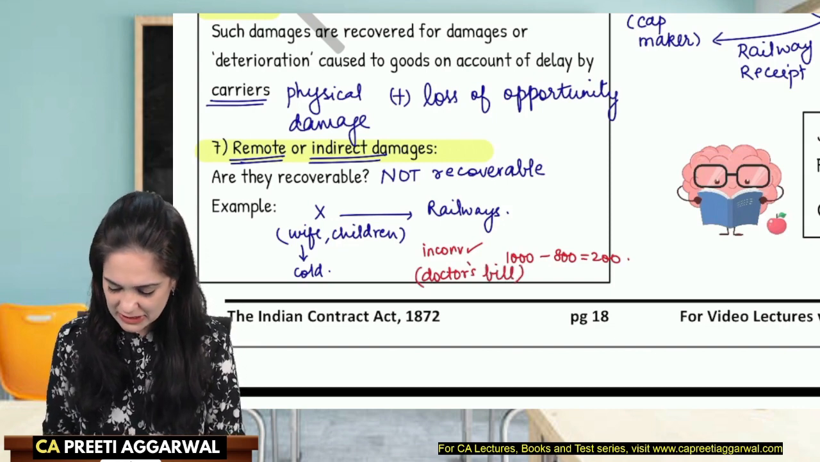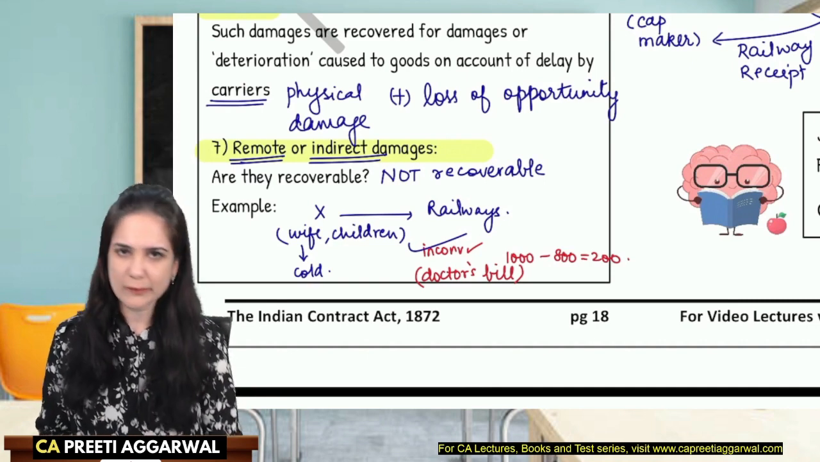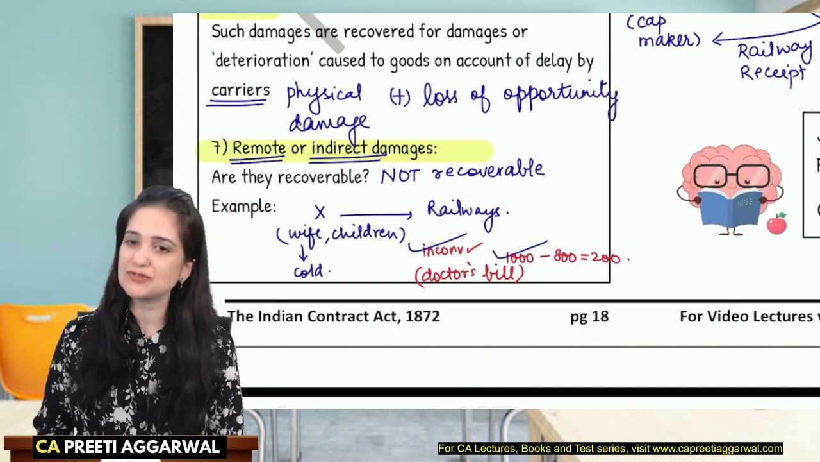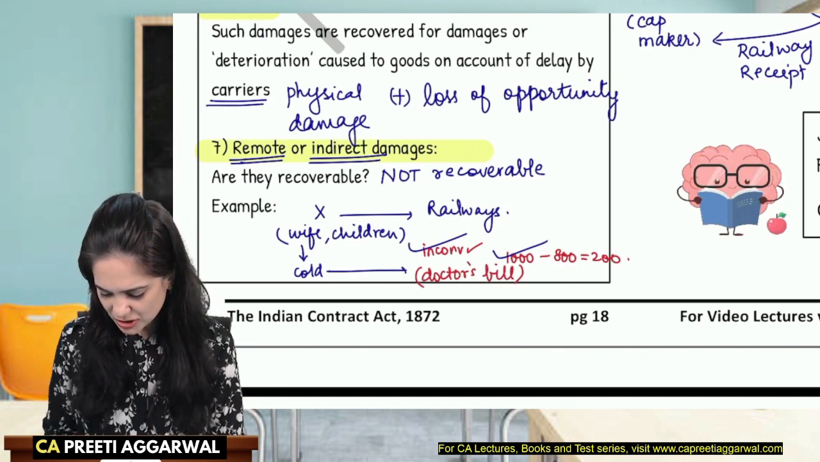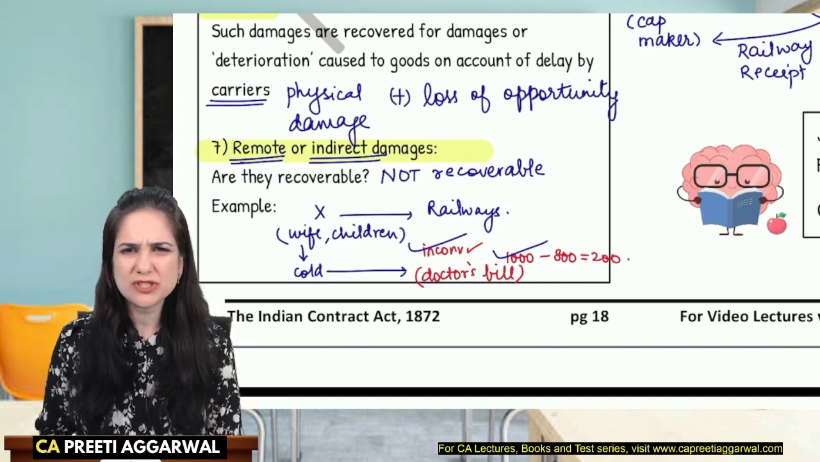For inconvenience, yes, we will allow the damages. For this amount which you have paid extra, okay, we'll allow you. But wife catching cold, it's not because of breach.